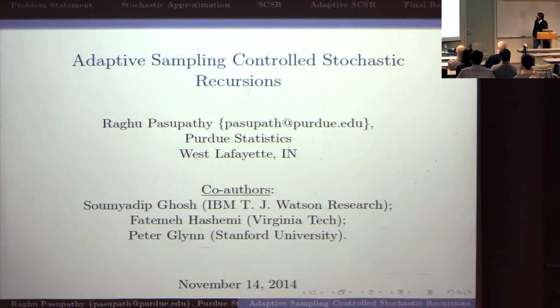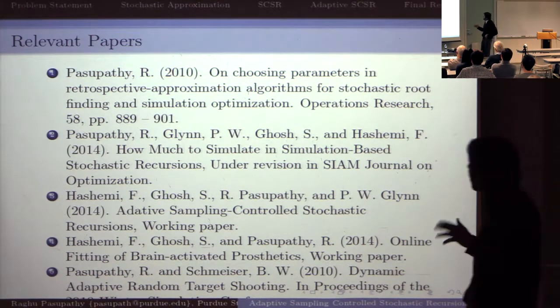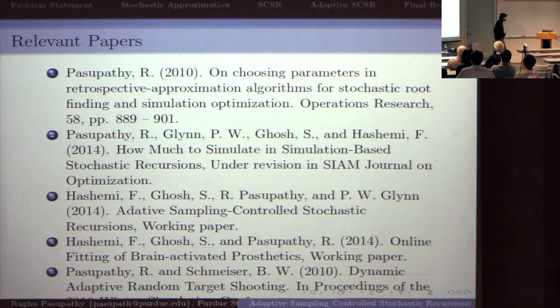Okay, so my talk today is titled Adaptive Sampling Controlled Stochastic Recursions. I've been thinking about stochastic approximation in general for a little bit now, and the broad theme running throughout this talk is the following. I'm going to give a little more introduction to what stochastic approximation is all about, so as to provide some context for my talk. But stochastic approximation broadly is a way to solve what are called simulation optimization problems, and it's a recursion that has been used for over 6 decades now.